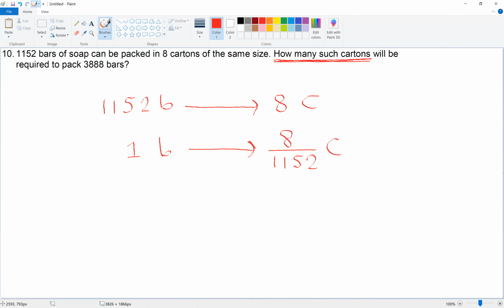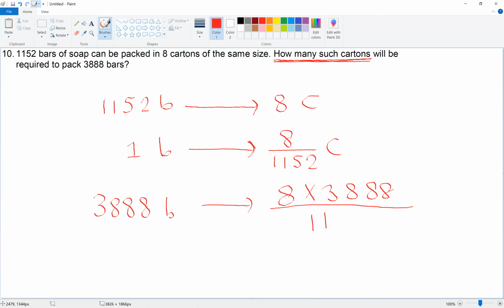Do you understand this or no? Yeah, I do. I don't think you are following. So 3,888 bars would be what? 8 times 3,888 divided by 1,152. So what part don't you understand? For the bar, I think I got it. The second part, I think I got it wrong.